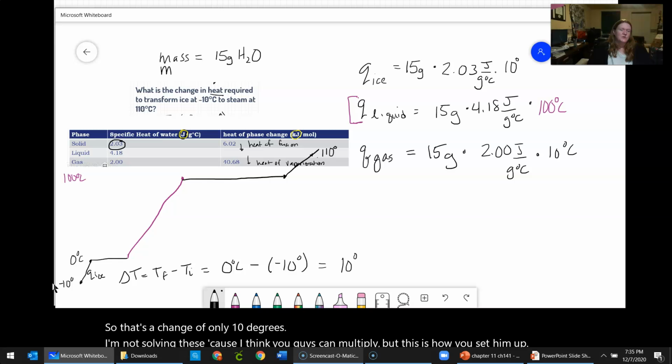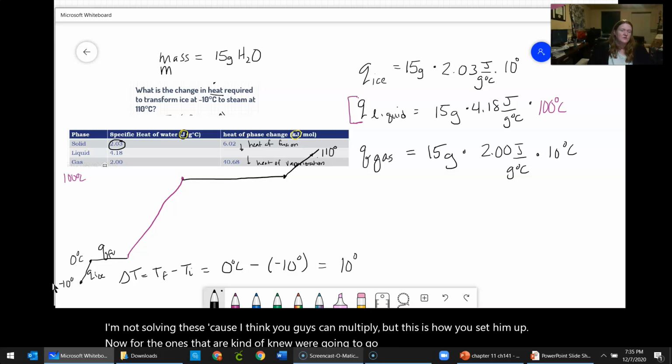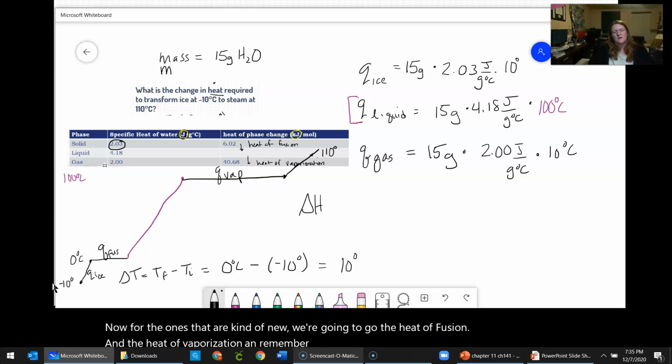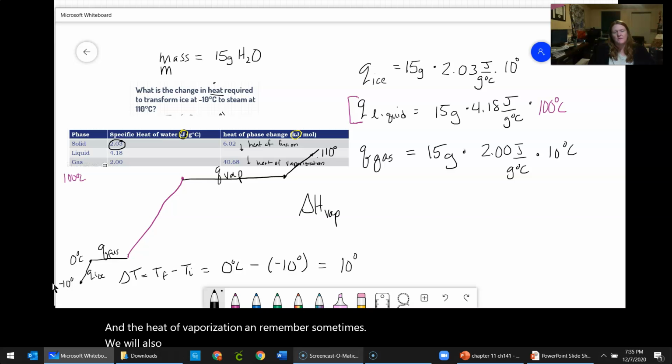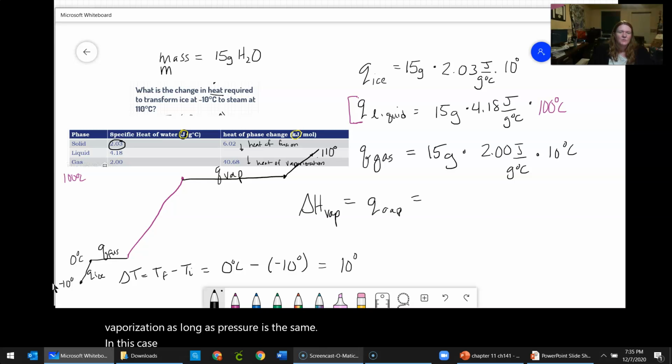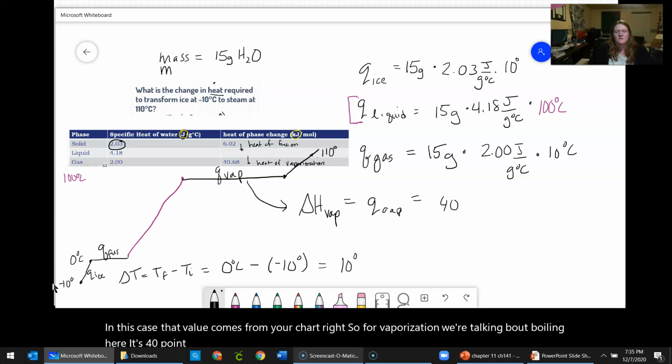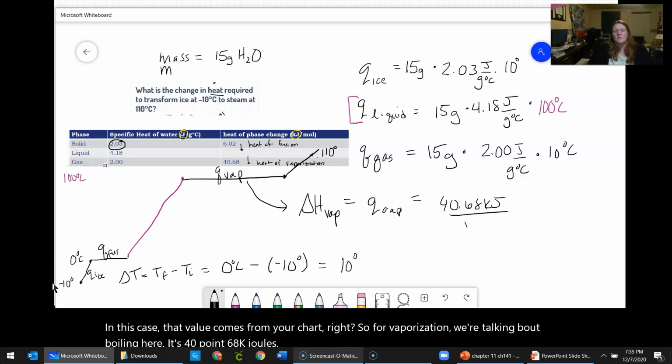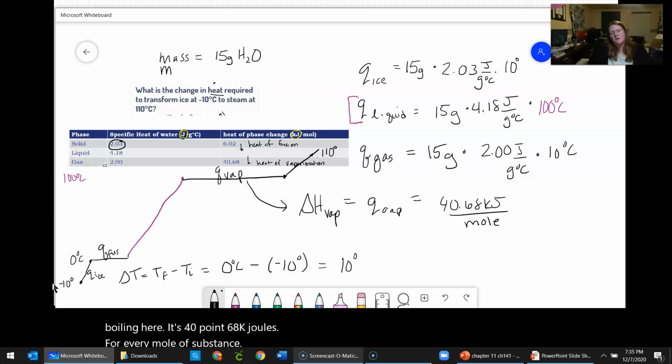Now, for the ones that are kind of new, we're going to go to the heat of fusion and the heat of vaporization. And remember, sometimes we will also use enthalpy of vaporization because it means the same thing as heat of vaporization as long as pressure is the same. In this case, that value comes from your chart, right? So for vaporization, we're talking about boiling here. It's 40.68 kilojoules for every mole of substance. So all I need to know is moles, and then I can use dimensional analysis to figure out how much energy that will be.